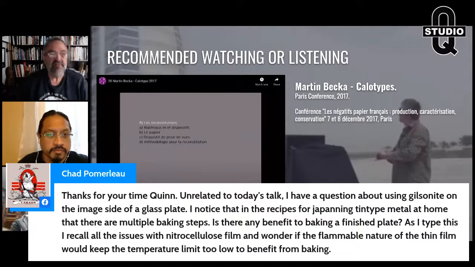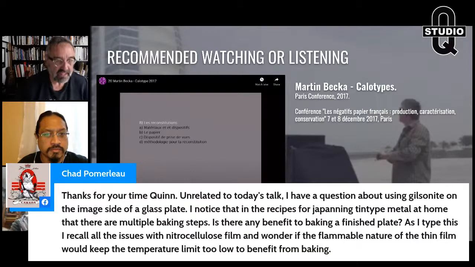I have a question about using gilsonite on the image side of the glass plate. I noticed that in the recipes for Japanning tin type metal at home, there are multiple baking steps. A couple, yeah. Is there any benefit to baking a finished plate? As I type this, I recall all the issues with nitrocellulose film and wonder if the flammable nature of the film would keep the temperatures limited too low to benefit from baking.